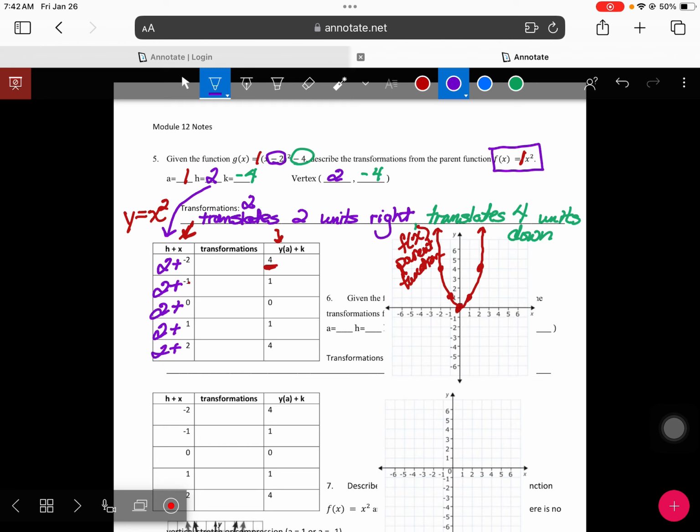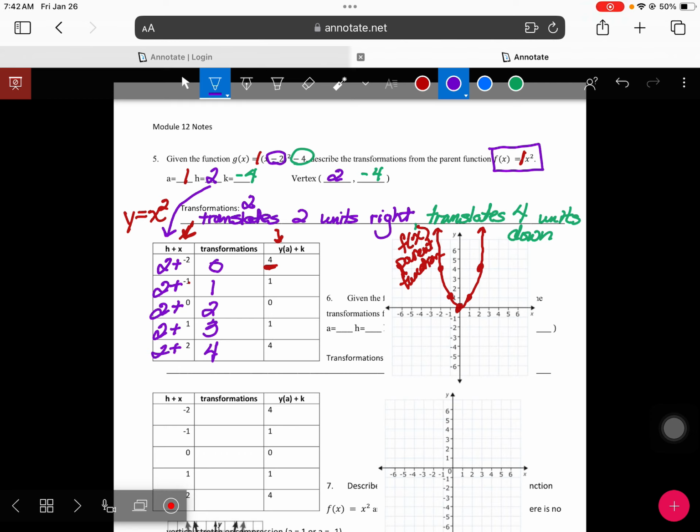So 2 plus -2 is 0. 2 plus -1 is 1. 2 plus 0 is 2. 2 plus 1 is 3. And 2 plus 2 is 4. Those are my new h coordinates. Okay? New h coordinates.